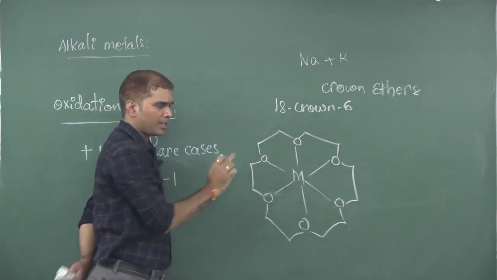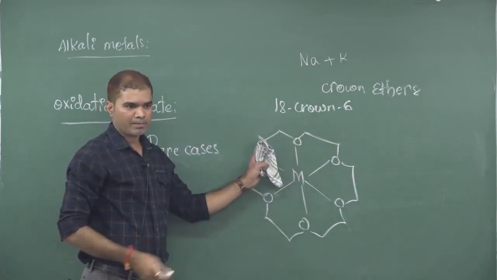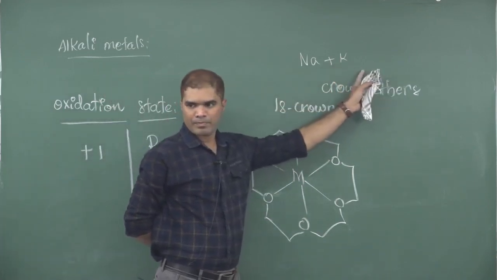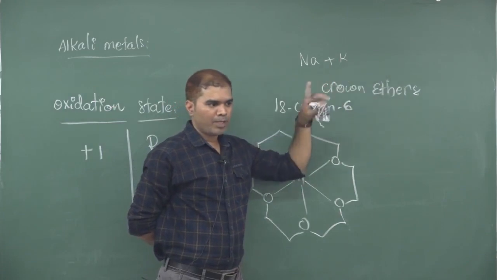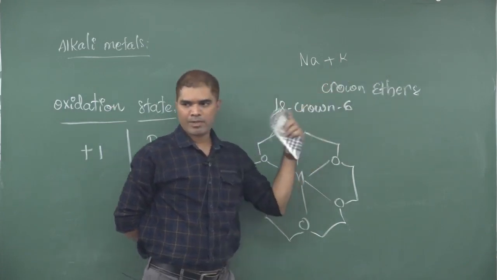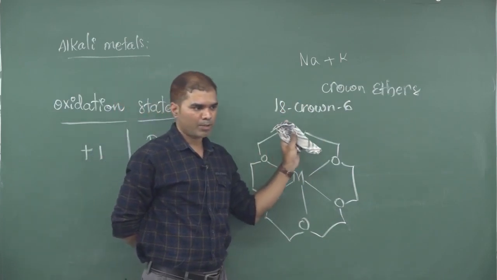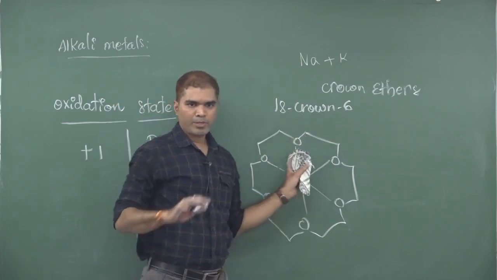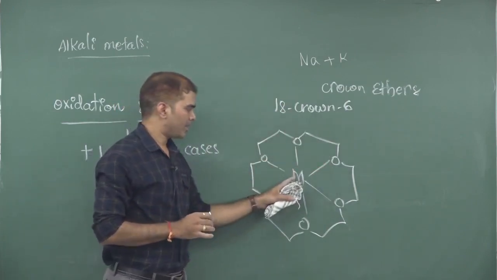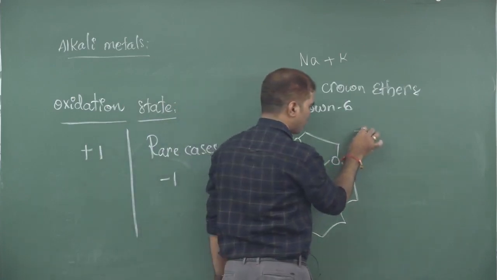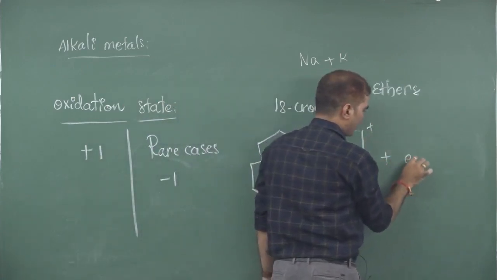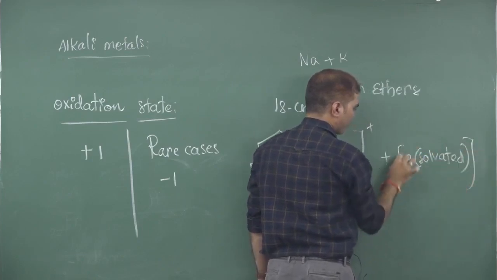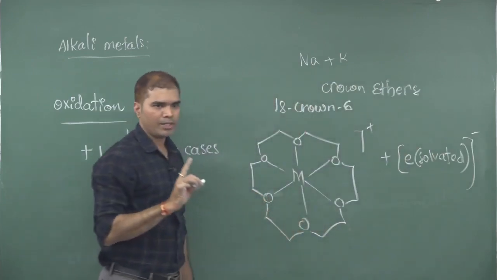Whatever metal is entering inside will carry a positive charge. It is losing an electron. That electron will be taken up by another metal. If I am taking only one metal and one macrocycle, that one metal will enter into the macrocycle, there is absolutely no problem. Whatever electron comes out, that electron will be solvated. For this macrocycle I have added sodium. Sodium will enter inside and form a complex. The electron will come out, and that electron gets solvated.